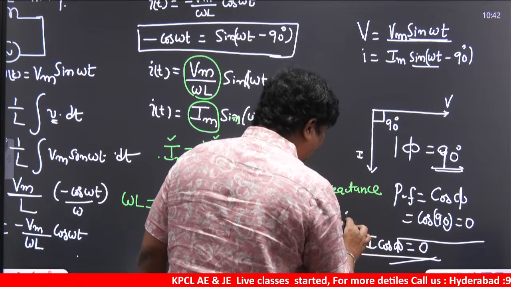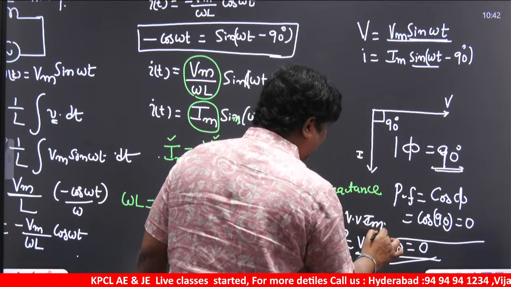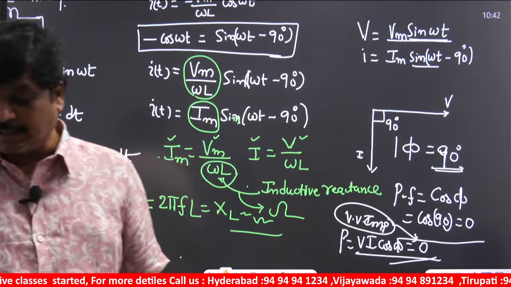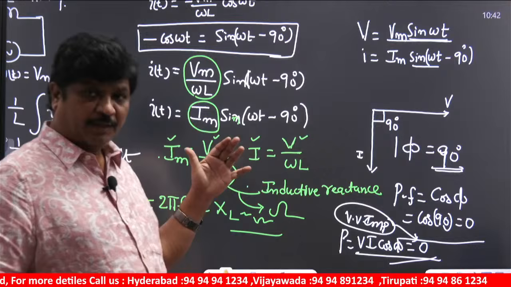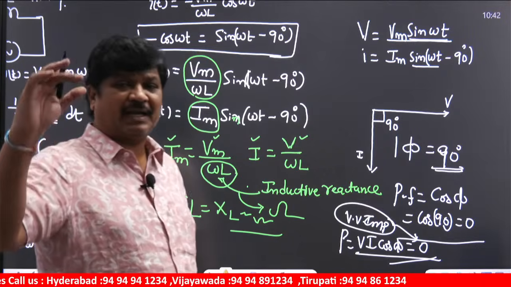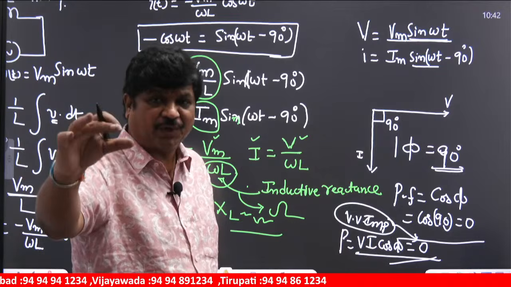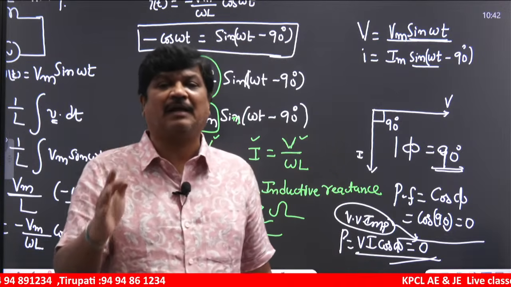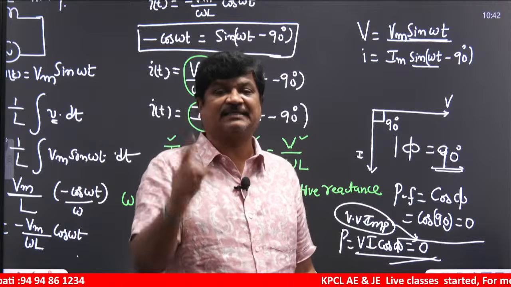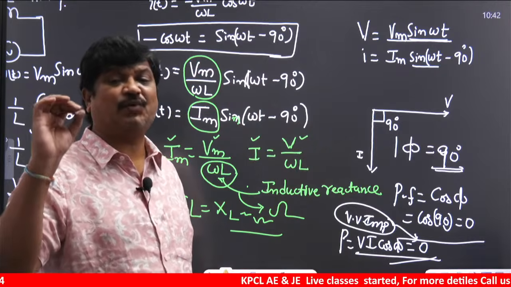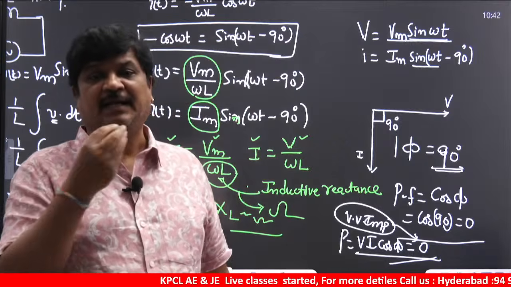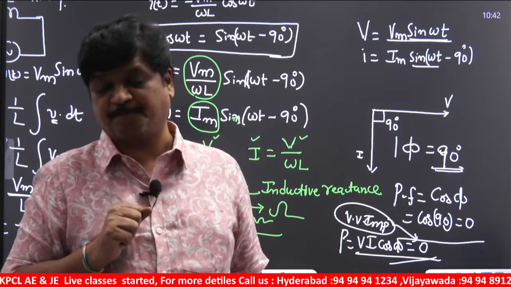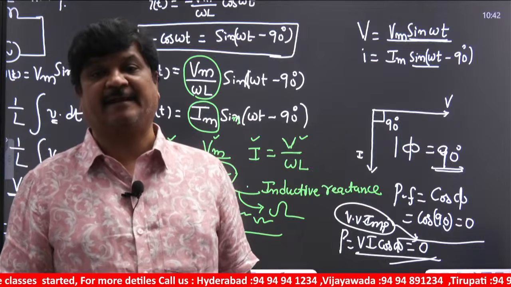It is a very important question as far as the exam is concerned, either for AE or JE. The first important objective question in our class is that the power in a pure inductor is 0. The power dissipated in a pure inductor is 0. The active power in a pure inductor is 0, because an inductor is a reactive element, not an active element. Inductor and capacitor are the reactive elements. There is no active power here, only reactive power.